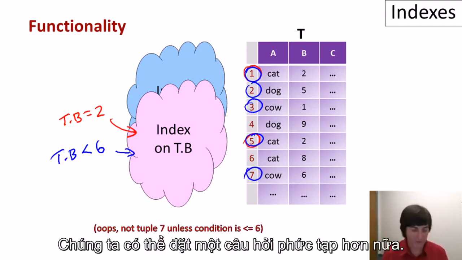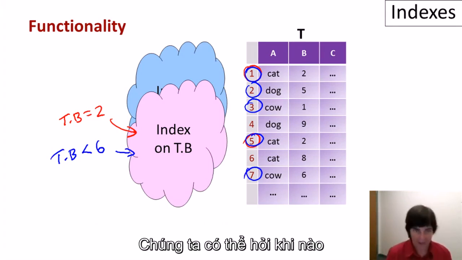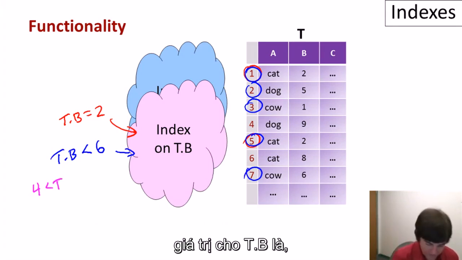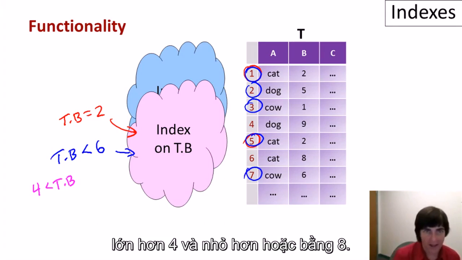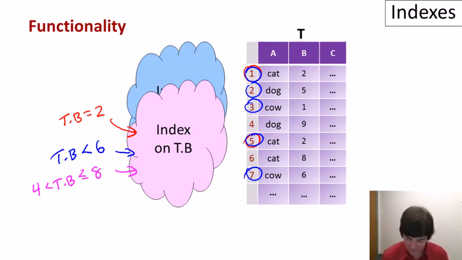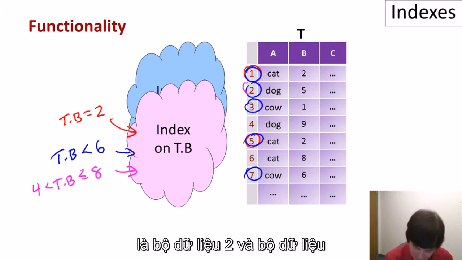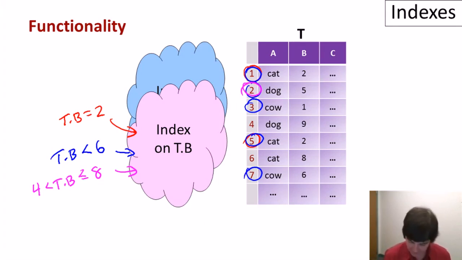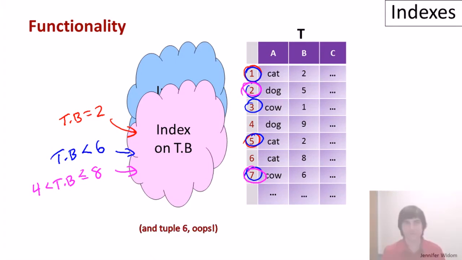We could ask an even more complicated question. We could ask when the value for T.B is, say, greater than 4 and less than or equal to 8. Again, we ask the index, and in this case, the index would tell us that it is tuple 2 and tuple 7.